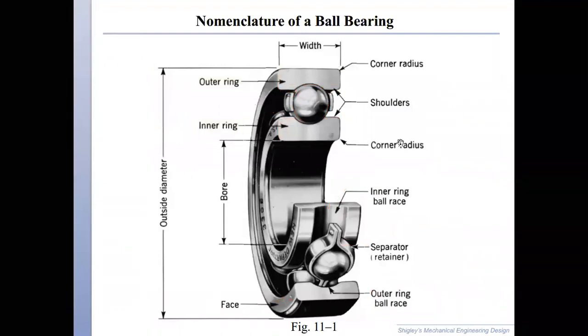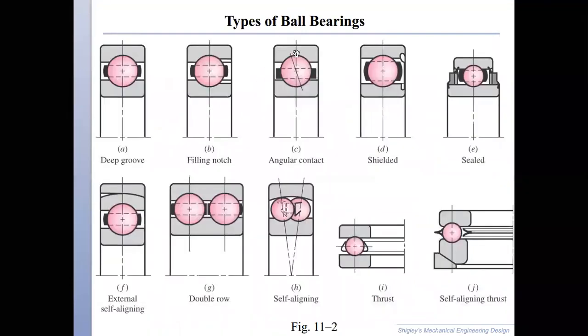Now let's see, if I go further, there are different types of ball bearings. For example, we have the deep groove ball bearing, and as the name says, you have a deep groove in here. This is the most common type of ball bearing. In toys, in all those machines that you see around, you would see this deep groove ball bearing.